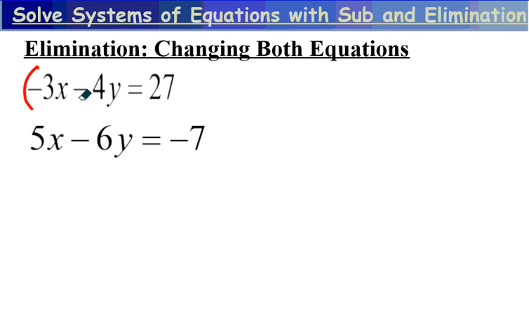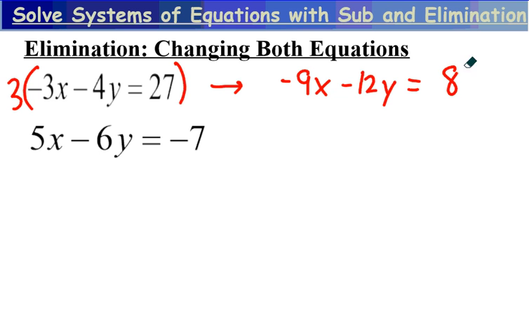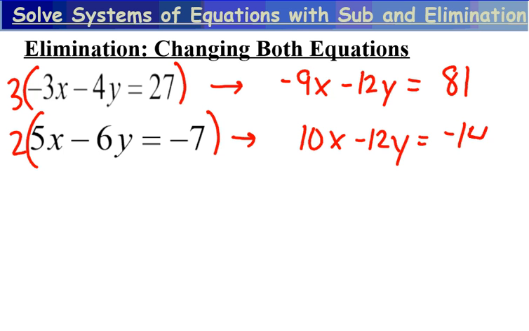So I'm going to multiply this whole top equation by 3 because I'm trying to get the y's to both be 12. I'll then get negative 9x minus 12y equals 27 times 3, which is 81. Bottom equation, multiply it by 2. I then get 10x minus 12y equals negative 14.